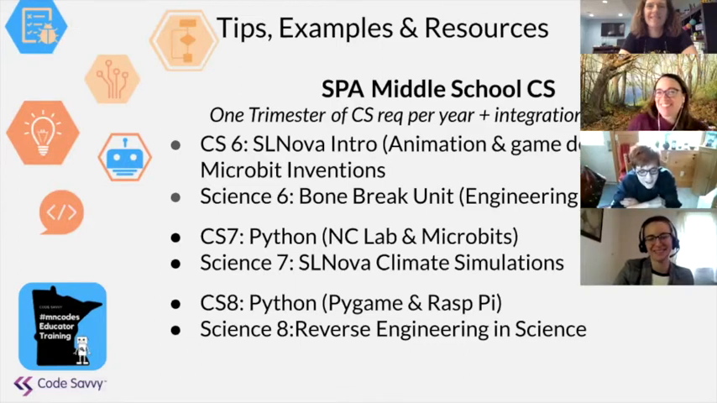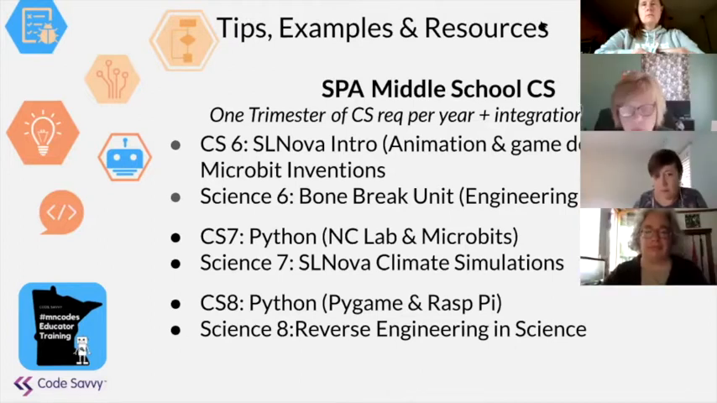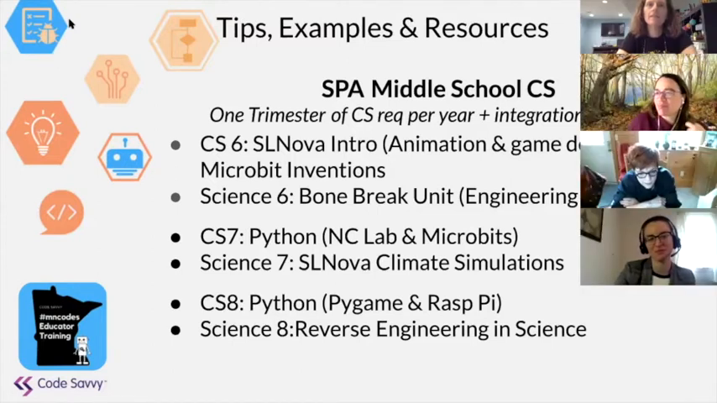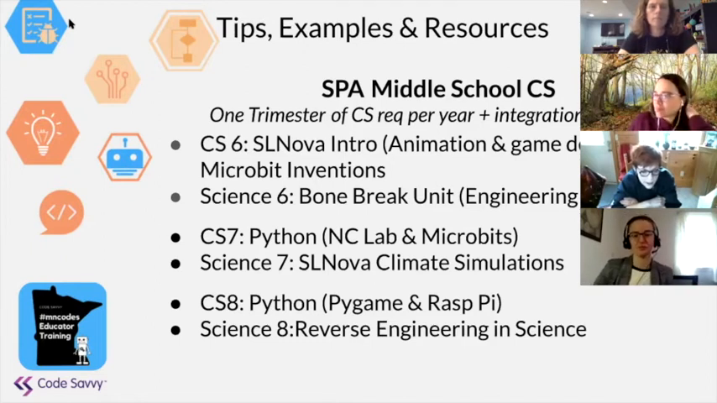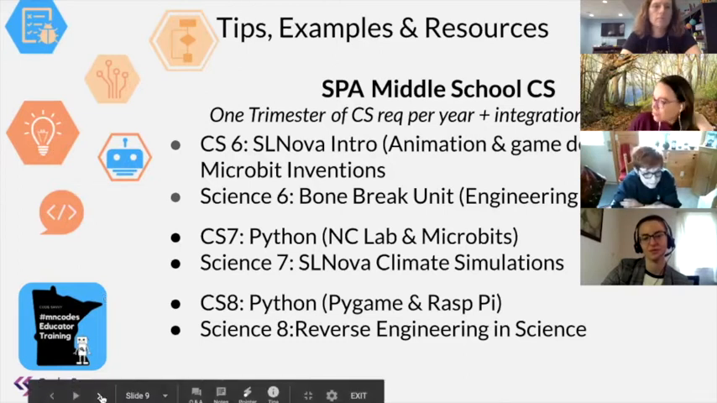In 7th grade science, we use StarLogo Nova for climate simulation. So the same skills that we're learning with animation and game design are applied to 3D climate simulations. And then in 8th grade, this is our first year of a formal Python course, where the kids are working with Pygame and Raspberry Pi. And then in Science 8, they do some reverse engineering. So that's not necessarily computer science, but it is tied together. So that's our overall curriculum.